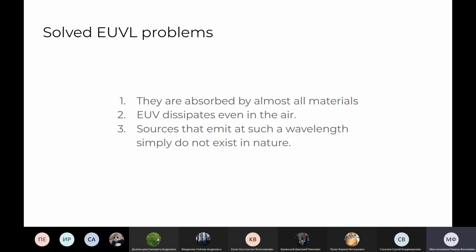Second is that EUV dissipates even in the air. Therefore, it's necessary to do it all in a vacuum. The third problem is that neither bulbs, nor lasers, nor any other normal light sources that emit such wavelengths simply exist in nature. Therefore, it is necessary to heat thin vapor to temperatures 1000 times greater than the surface temperature of the sun.